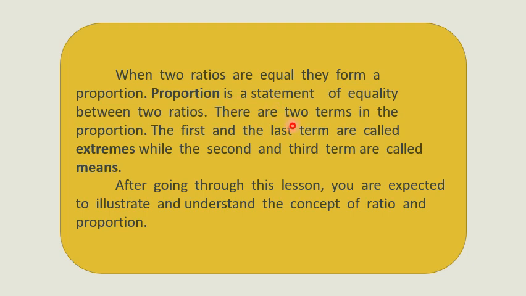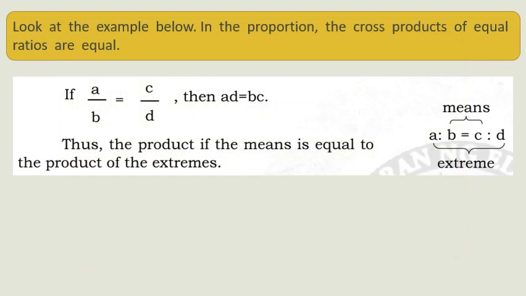There are two terms in the proportion. The first and the last term are called extremes. Mamaya papakita ko sa inyo kung ano ba yung extremes at ano yung means. After going through this lesson, you are expected to illustrate and understand the concept of ratio and proportion. So let us look at the example below.